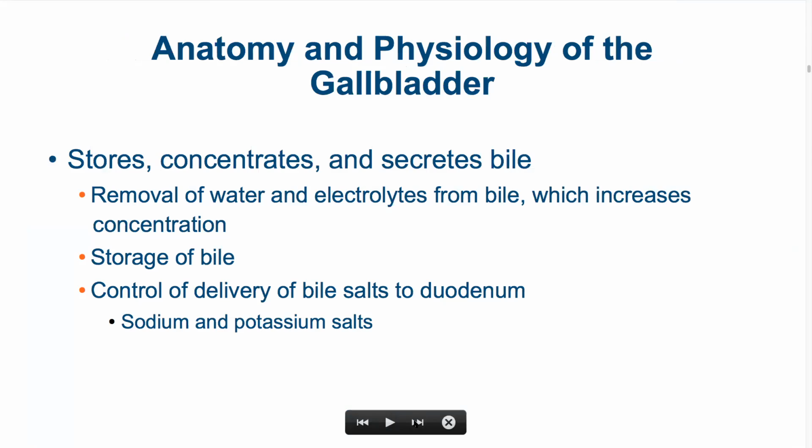The gallbladder is on the underside of the liver and the right side of the abdomen. The biliary tract is the anatomical path that the bile takes after it is secreted by the liver and concentrated in the gallbladder, and before it arrives in the duodenum. Bile is secreted into the intestine in response to the presence of food. The functions of the gallbladder are as follows: removal of water and electrolytes from bile, which increases concentration, storage of bile, and control of delivery of bile salts to the duodenum.